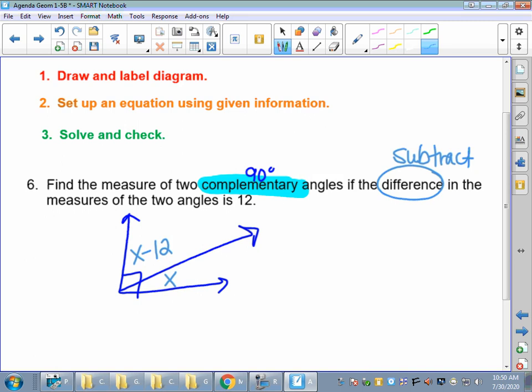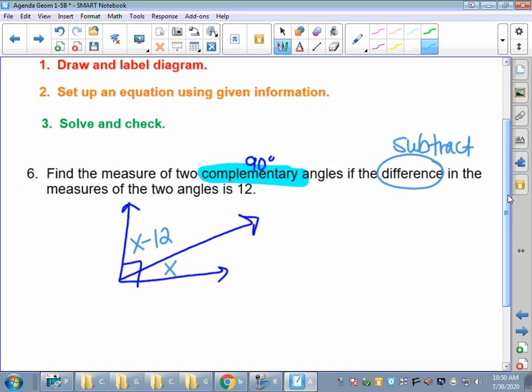So you're looking for keywords. That's really what word problems are all about. Math is looking for those keywords that tell you, without shouting out, giving you the problem. So we know that complementary angles add up to 90 degrees. But what are the two angles that we drew and labeled? X is the one angle and x minus 12 is the other angle. Equation to solve, we got this.